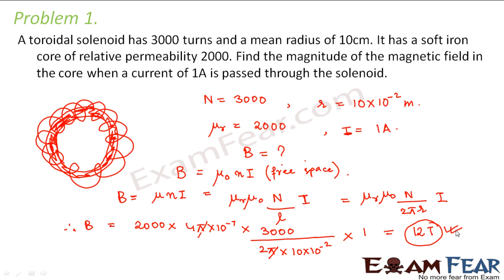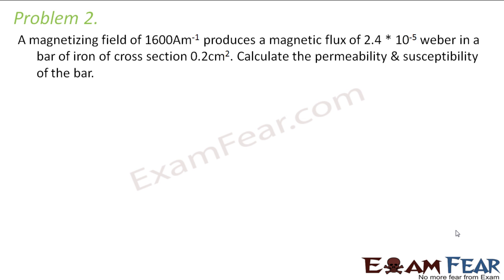Now let us go ahead and look at the next problem. It says that a magnetizing field of 1600 ampere per meter produces a magnetic flux of 2.4 into 10 to the power minus 5 Weber in a bar of iron of cross section 0.2 centimeter square. So the magnetizing field, that is H, is given as 1600 ampere per meter. It produces a magnetic flux.